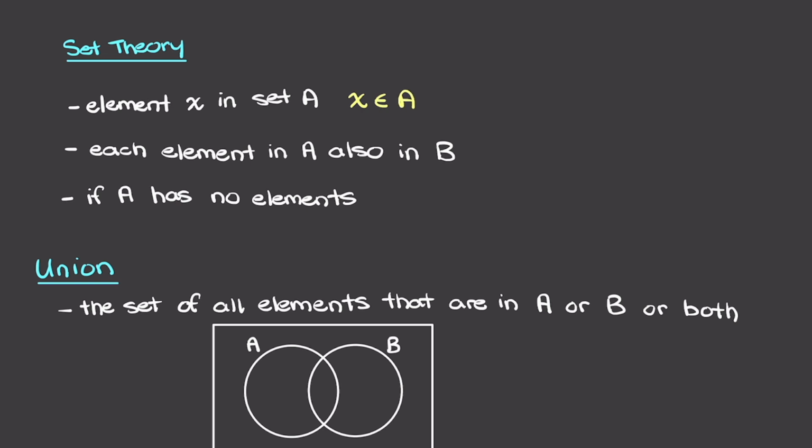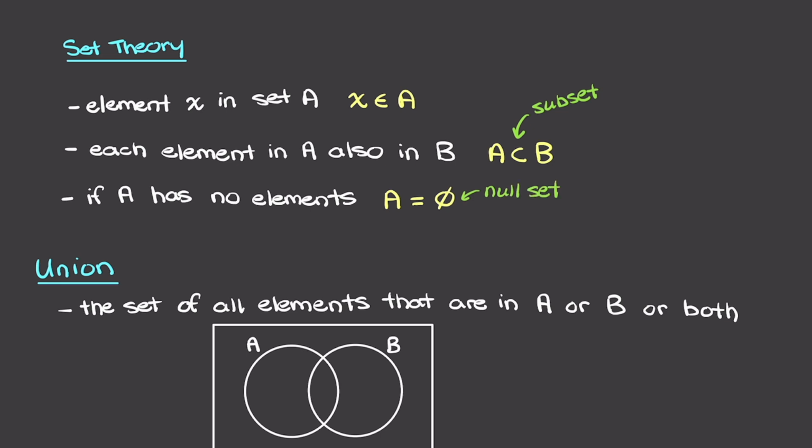If each element in A is also in B, then we say that A is a subset of B. And this symbol means subset. If A has nothing in it, so there's no elements, then that means A is equal to the null set. So this means the null set.